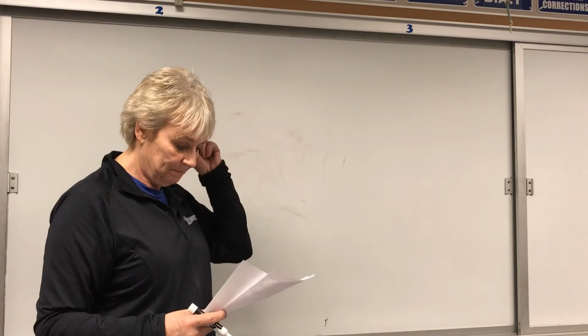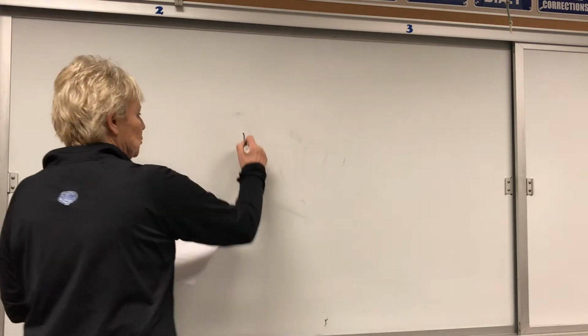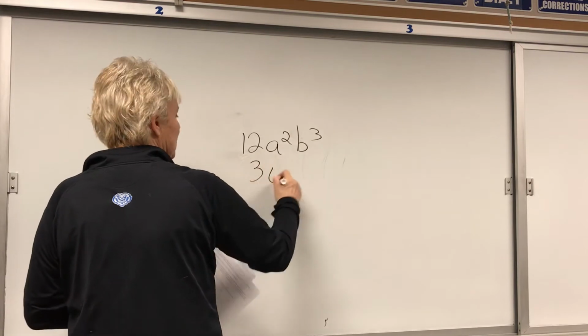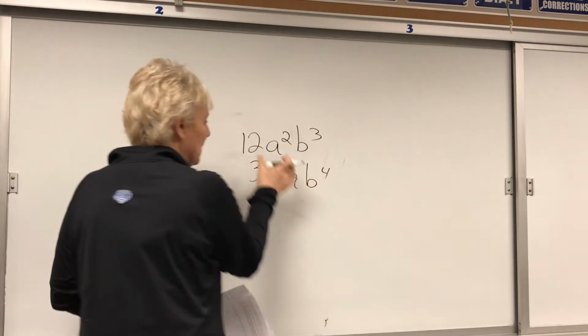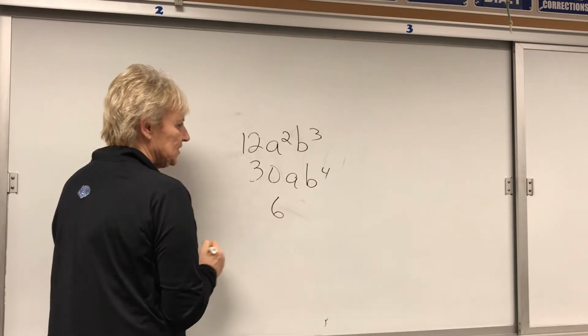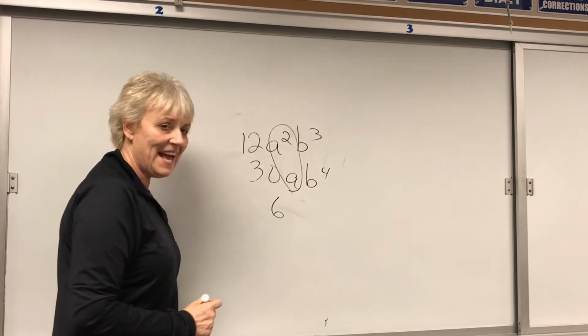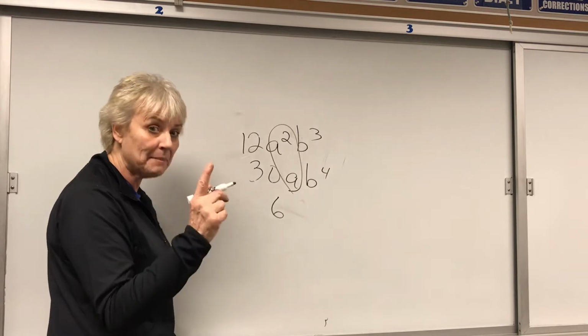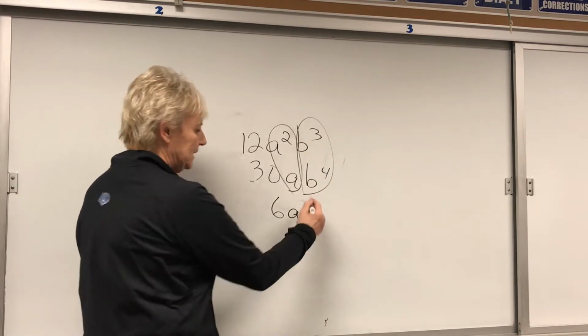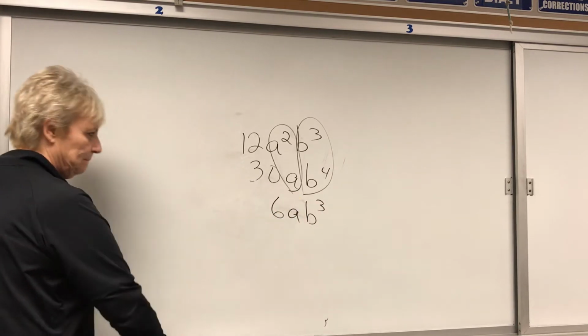Okay, greatest common factor, 12a squared b cubed, 30a b to the 4th. The biggest number that divides into both of those is 6. The biggest amount of a's that are in common is 1 of them. And the most b's in common is 3 of them.